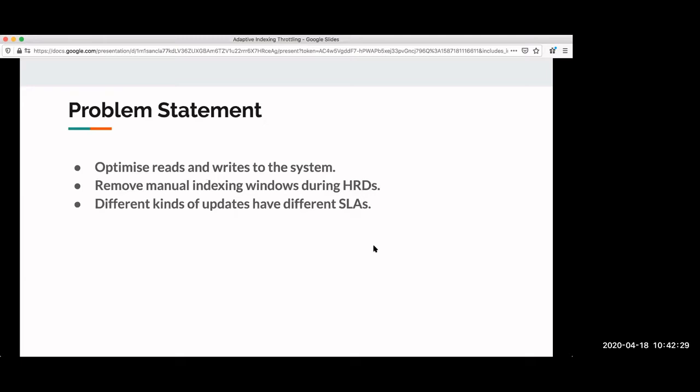That is, I understand there's still a customer impact, but it's not that big an impact. Probably I can delay these catalog updates if my read performance is degrading. So this is the third problem we are trying to solve: different kinds of updates should have different SLAs.